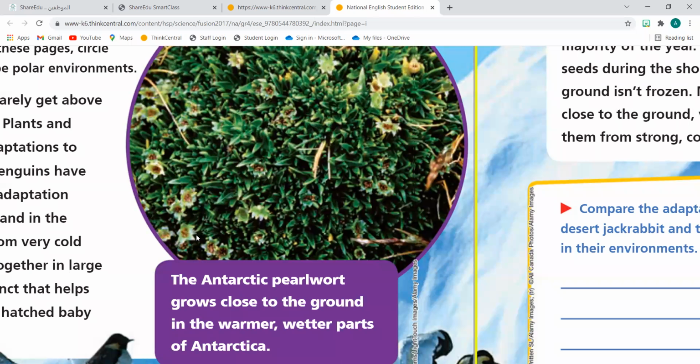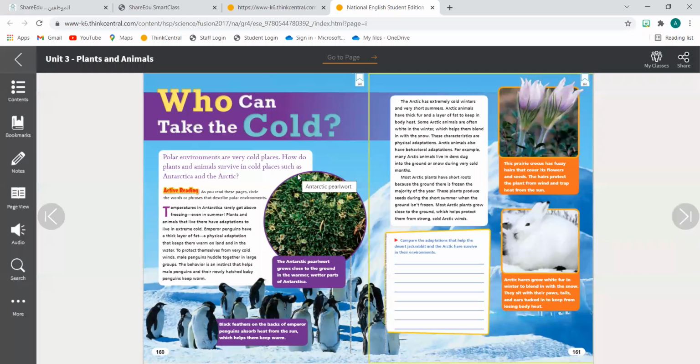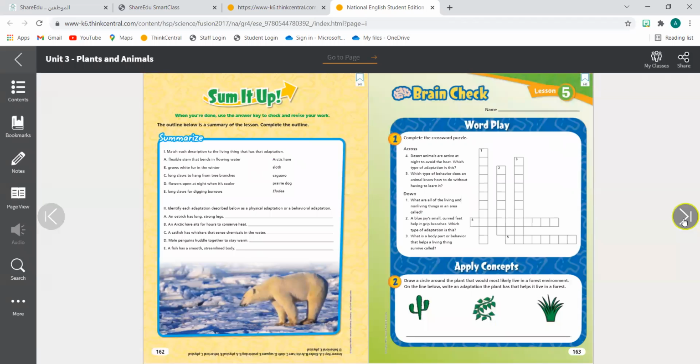They live in the wetter parts of Antarctica, warm and wet, not very snowy. So where can you find the Antarctic pearlwort? In snow or in a warmer place? A warmer place. And it needs to be what? It needs to be wet, so they can survive and have water to grow more.